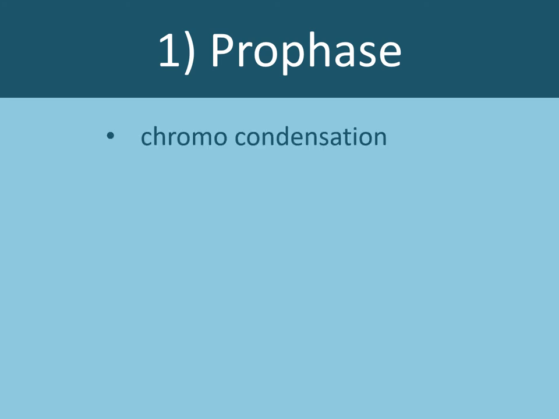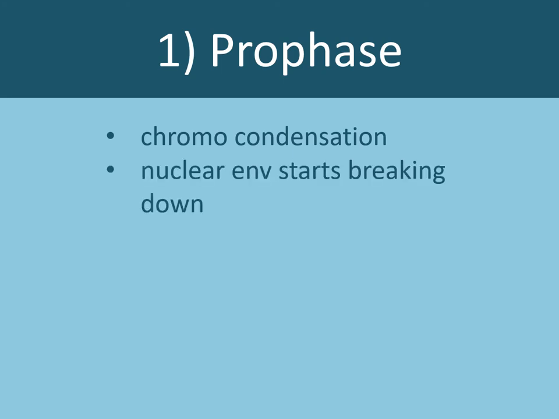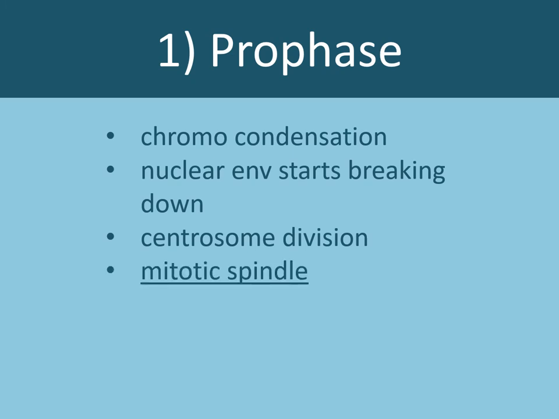During prophase, the chromosomes condense. That means they go from being loose strands of DNA to being wound up and tightly bound into chromosomes. Also during prophase, the nuclear envelope breaks down. Centrosomes divide, and the mitotic spindle, which is composed of microtubules, begins to form.